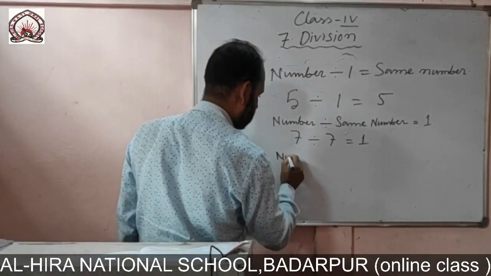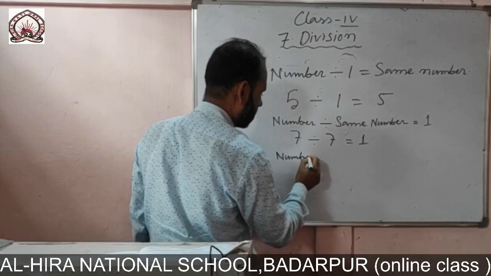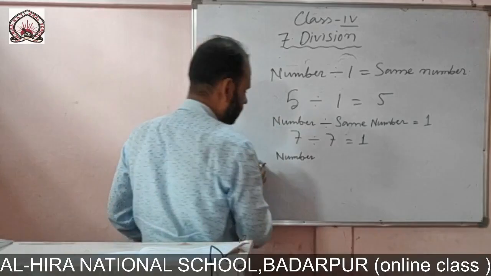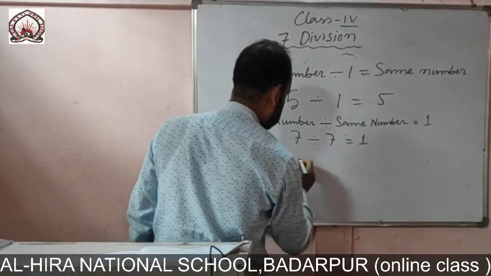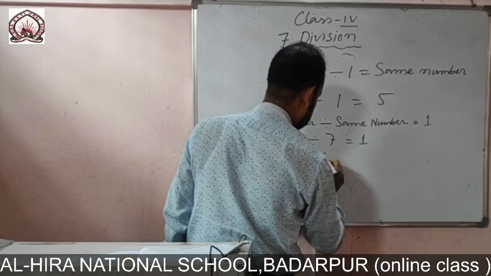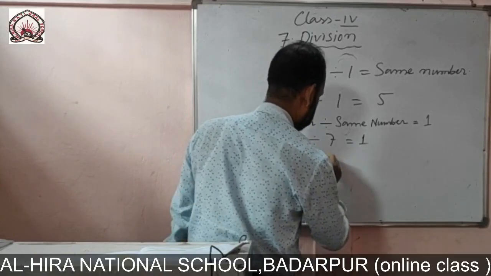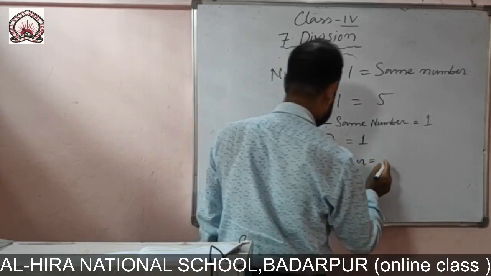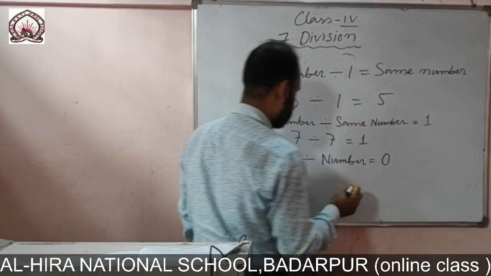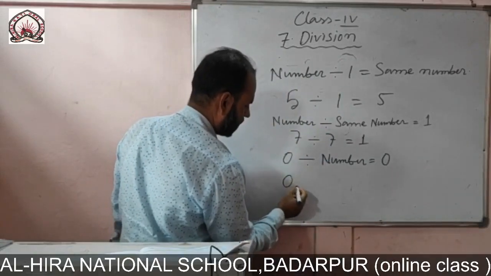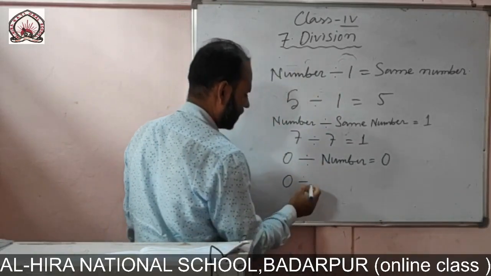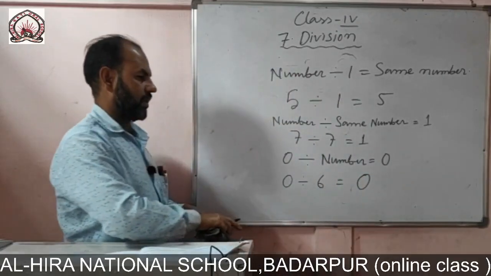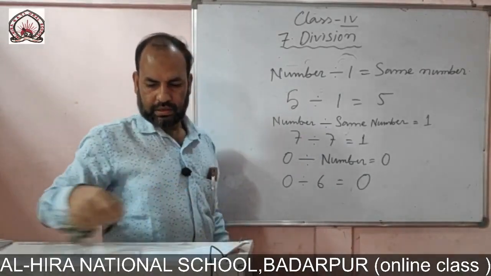Next, 0 divide number equal to 0. Suppose 0 divide 6, the result will be 0.